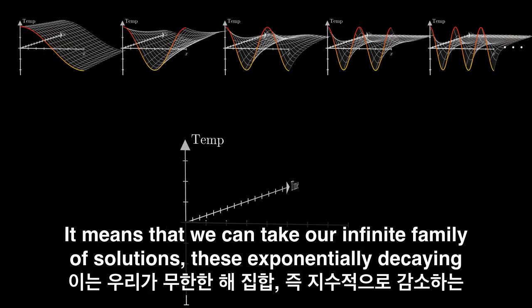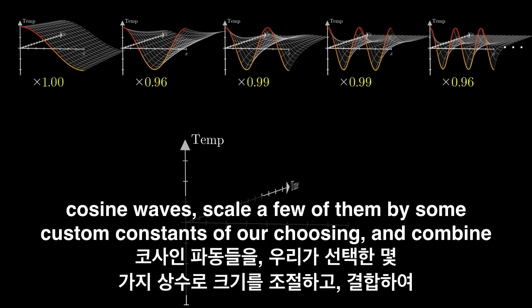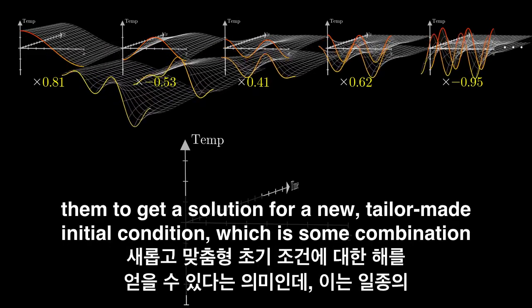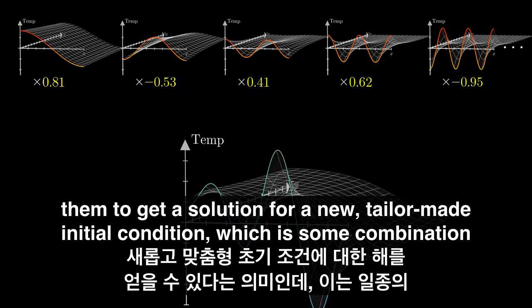It means that we can take our infinite family of solutions, these exponentially decaying cosine waves, scale a few of them by some custom constants of our choosing, and combine them to get a solution for a new, tailor-made initial condition, which is some combination of cosine waves.